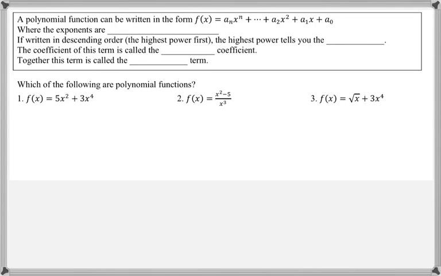This section is talking about polynomials. So a polynomial function can be written in this form, and this is where the exponents are non-negative integers. And if it's written in descending order, which is where the highest power is first, then the highest power tells you the degree.